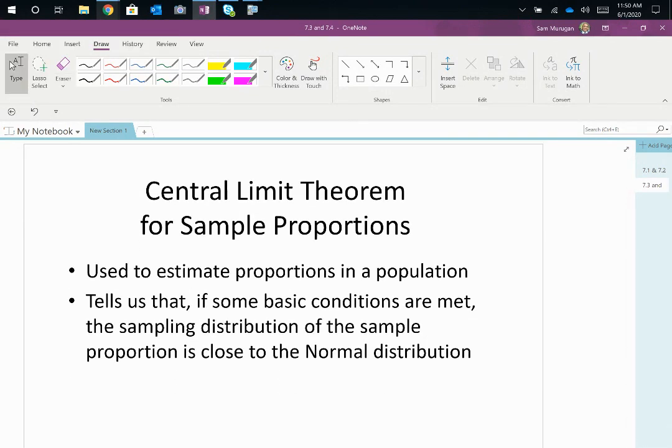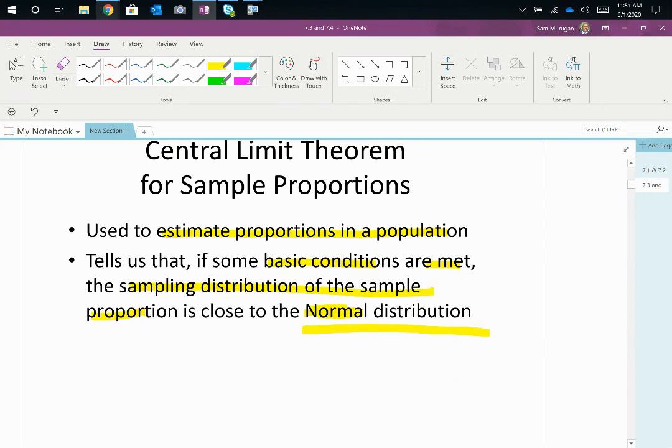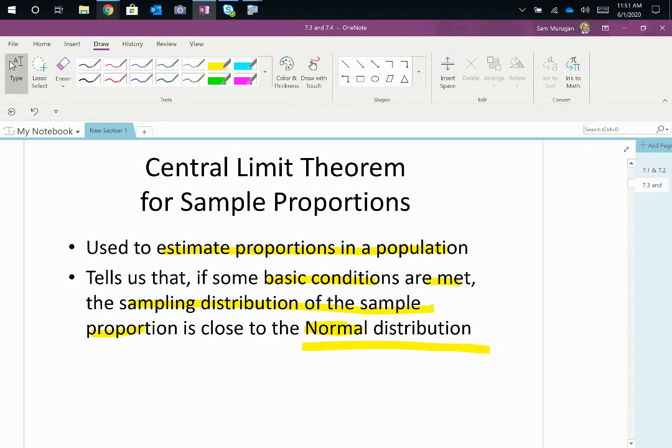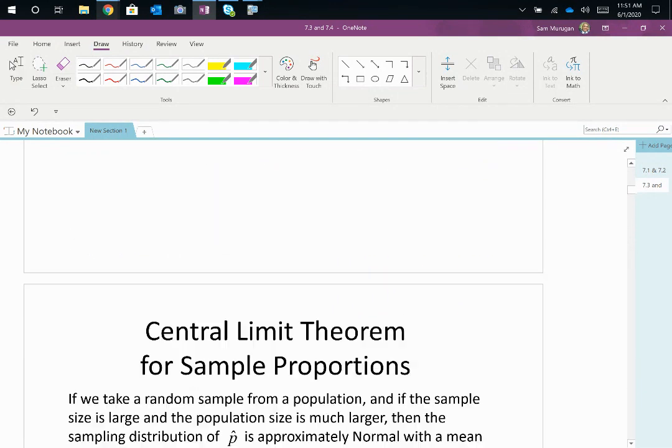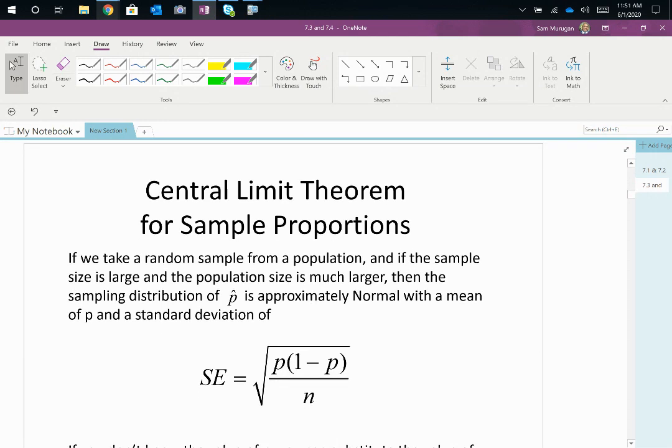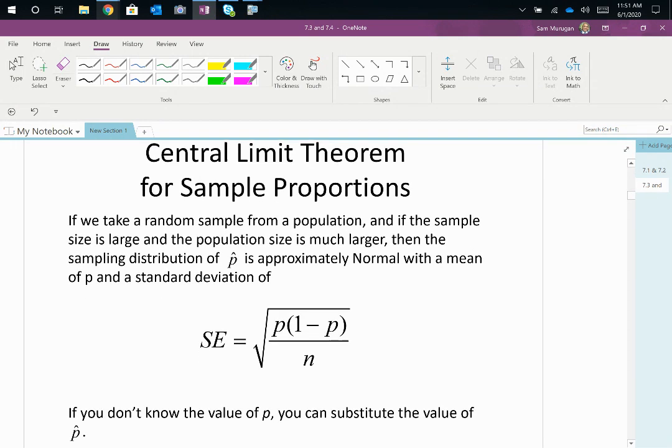This is used to estimate proportions in a population, and it tells us that if some basic conditions are met, the sampling distribution of the sample proportion is close to normal. This is very, very important here. Now, just about all of the samples that we look at are going to meet these conditions, but we still want to look at how to find them. We might take them for granted, but please know that they exist and we want to check on them.